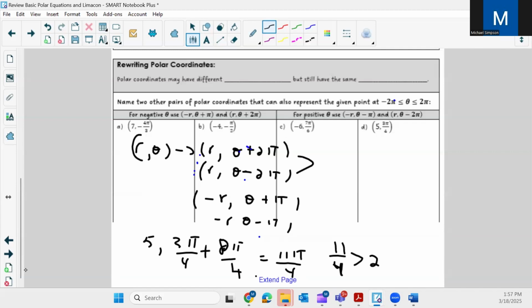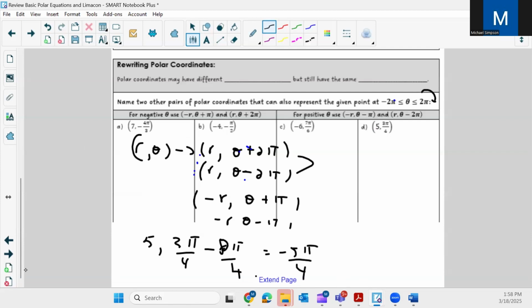Exactly. So therefore, it's going to be on the outside of here. It's not going to be inside. So plus 2 pi is not going to work. If plus 2 pi didn't work, then minus 2 pi is going to work. Everybody see that, right? So let's minus 2 pi now. So 3 minus 8 is -5. So that gives me -5 pi over 4.